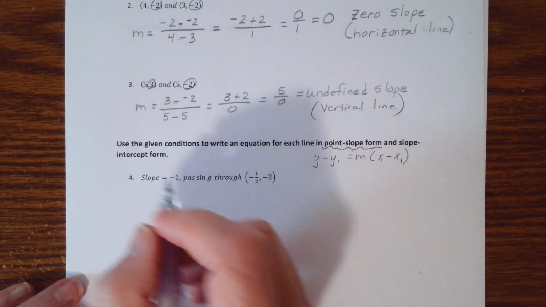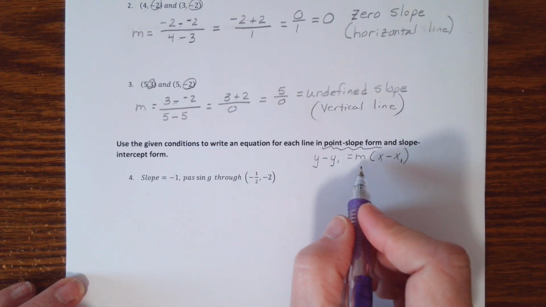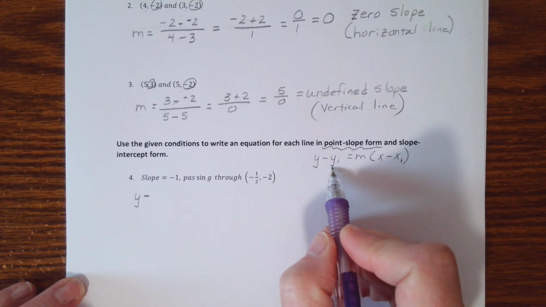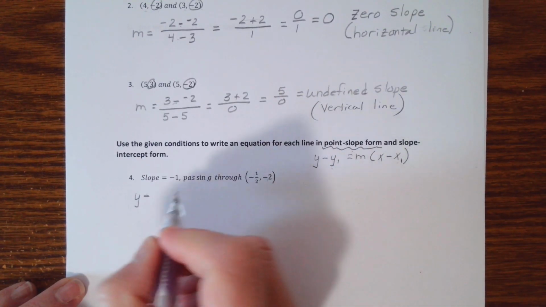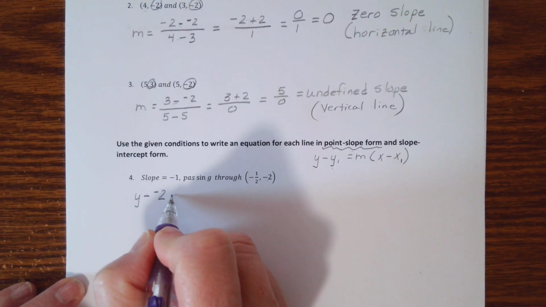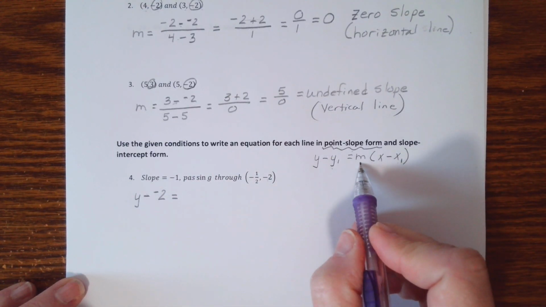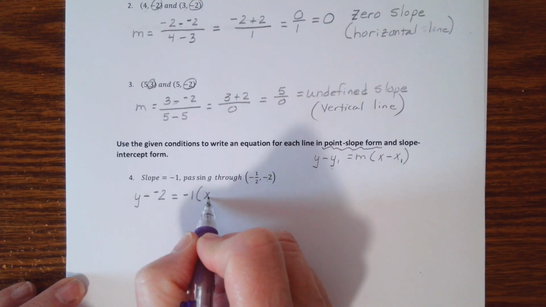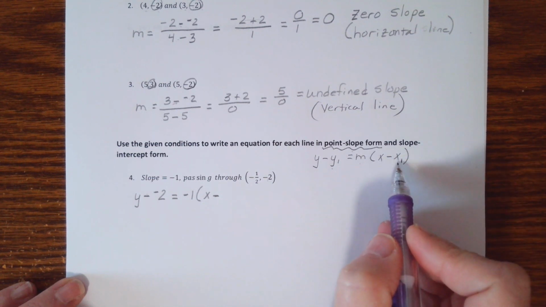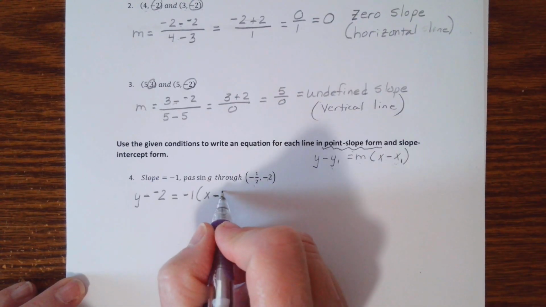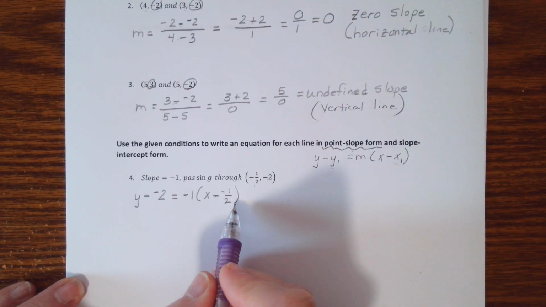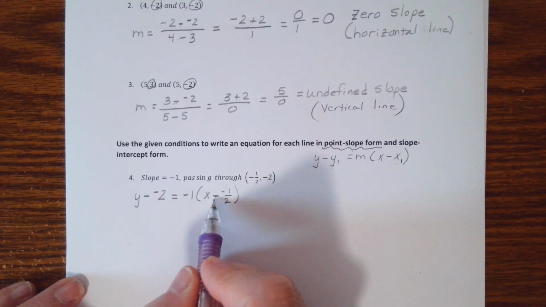So slope is negative 1. Let's do this. y minus, I need the y value of my point, which is negative 2. So negative 2 is equal to my slope, which is negative 1. And then x minus, and this represents the x point of my equation, which is negative 1/2. Now this is in point slope form, but see these double negatives?